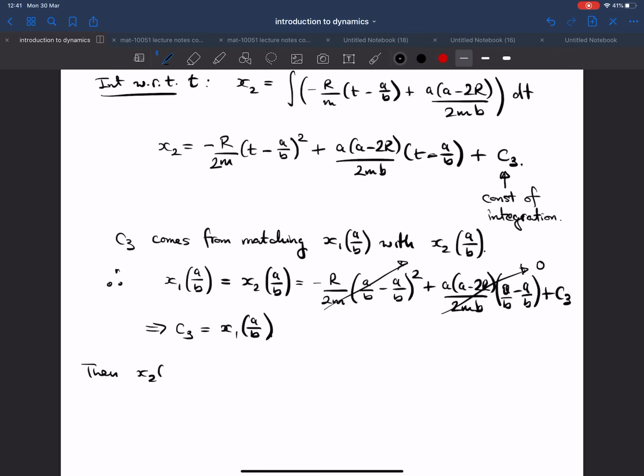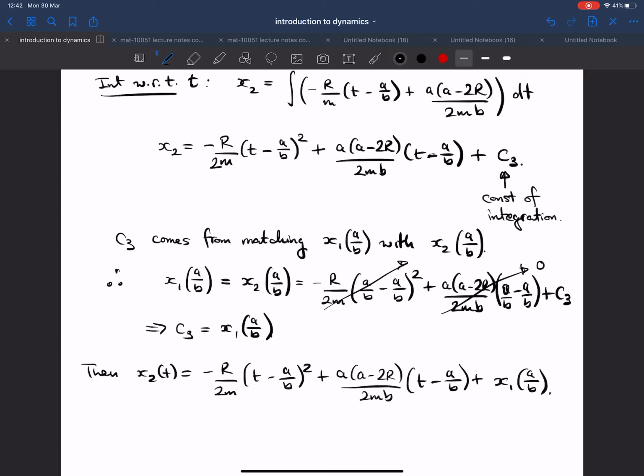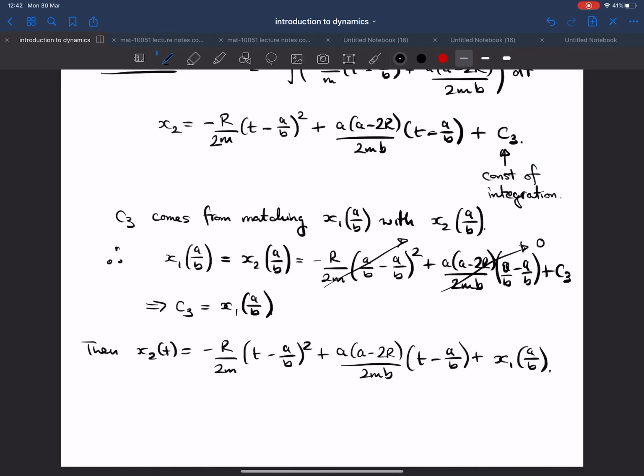So then x2 of t is the following: minus R over 2m, (t minus a over b) squared, plus (a minus 2R) over 2mb, (t minus a over b), plus x1 of a over b, whatever this is. And we know what x1 is, so we can calculate this. I'm not going to do this now.